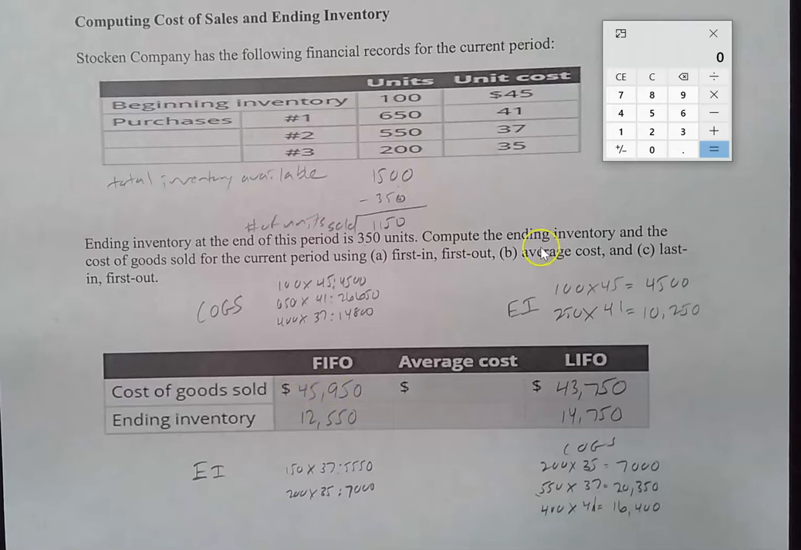Now I'm going to come over here to FIFO and I'm going to add those same two figures together, and hopefully I will get the exact same thing. 58,500. This is a pretty good indicator that we have done these correctly. All right.